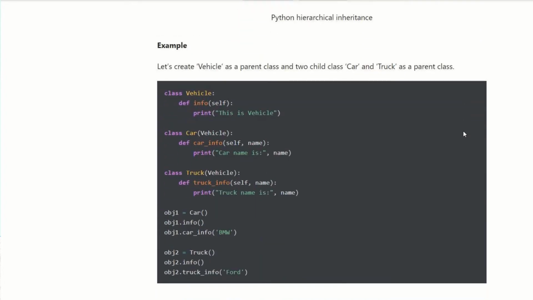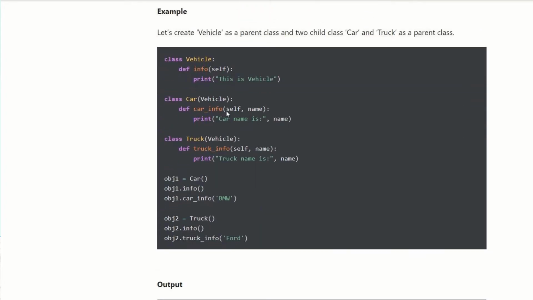So example here, we have three classes. So our parent class is the vehicle. And then si car o si truck is our child class. Okay? So si car o si truck inherits the properties of the vehicle class or the parent class. Okay? So this is an example of hierarchical inheritance.